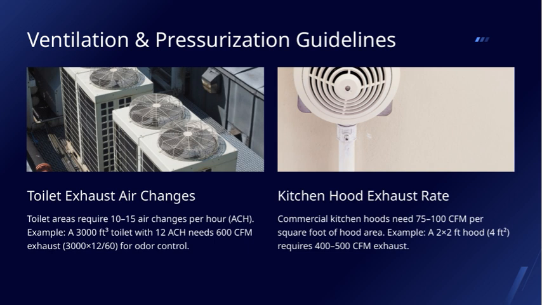Next, let's look at toilet areas. They generally require about 10 to 15 air changes per hour, or ACH. To put that into perspective, imagine a toilet space of 3,000 cubic feet. If we aim for 12 ACH, we need to exhaust about 600 CFM of air. This is crucial for controlling odors and maintaining good air quality.